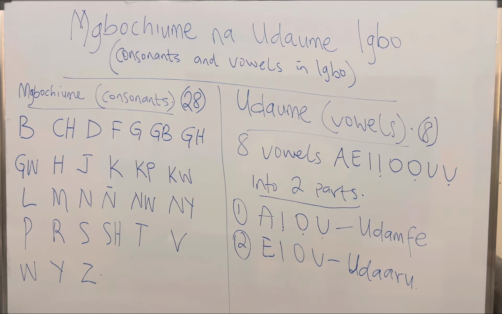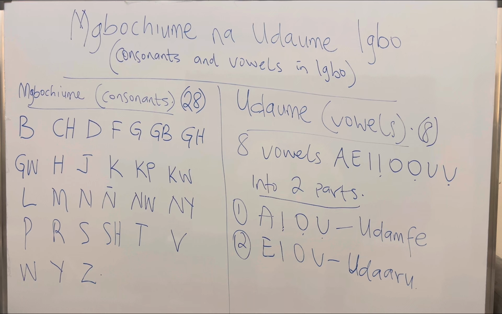Then where we have O and the O, the second O has a dot under it. The same thing applies to the U and the O. Where U is standing alone, the O has a dot under it. So take note of all these.